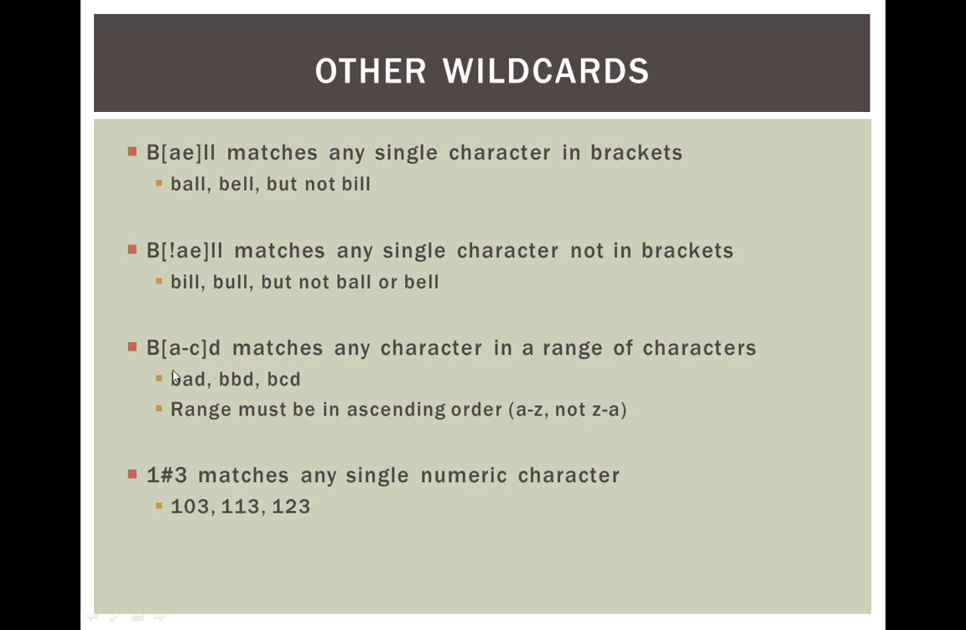A through C. So this basically goes, let's try substituting an A in, let's try substituting a B in, and let's try substituting a C in for this middle character. So a range of characters. And then the range must be in ascending order. And then the pound sign matches any single numeric character.